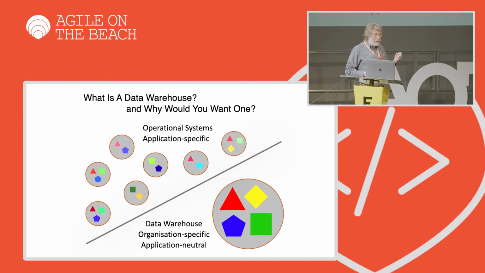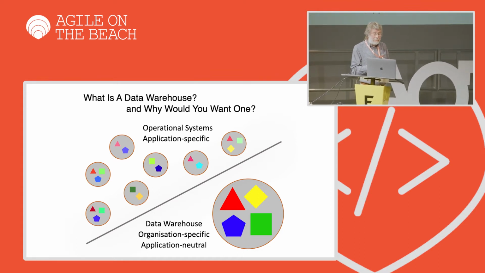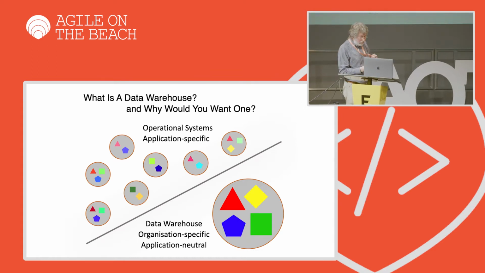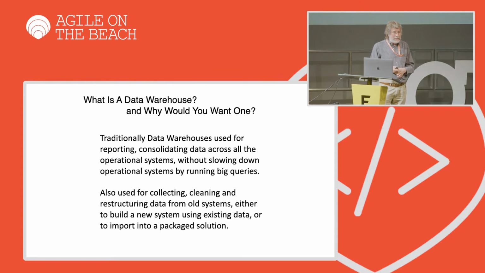The operational systems are application-specific data. What we want for the data warehouse is to have organization-specific data, application neutral, fancy words for that stuff. So traditionally, a data warehouse was used for reporting, consolidating data, as we just saw there, and also not slowing down the operational system. There were certainly times when, I go back a long way.